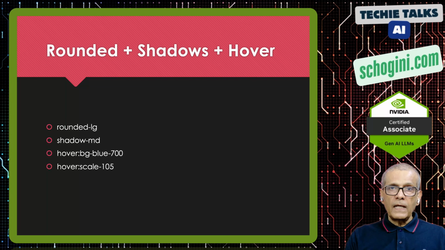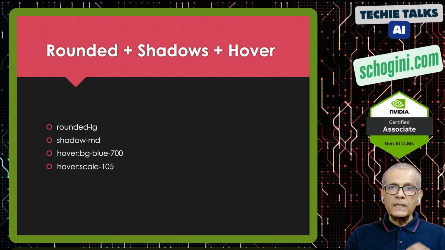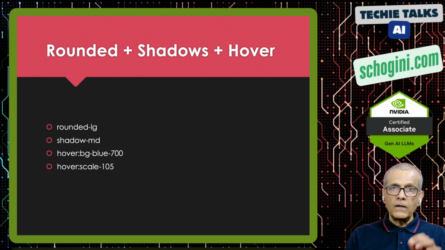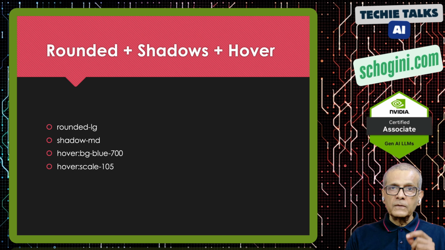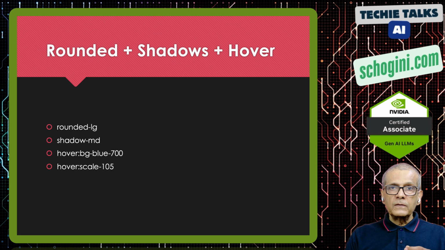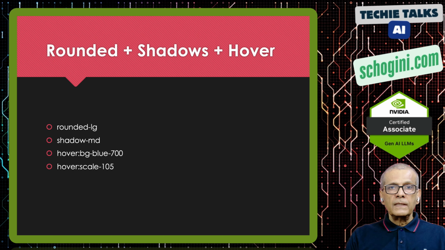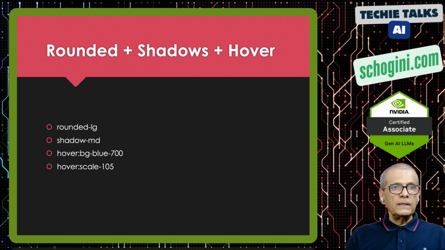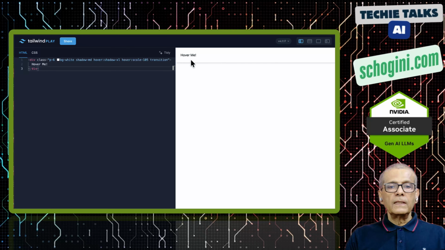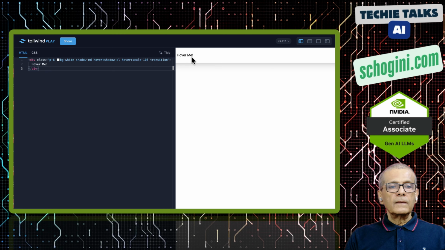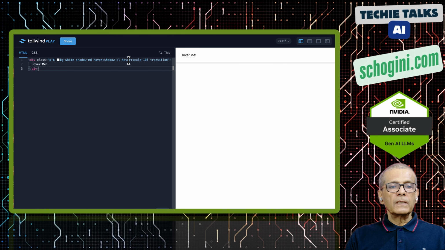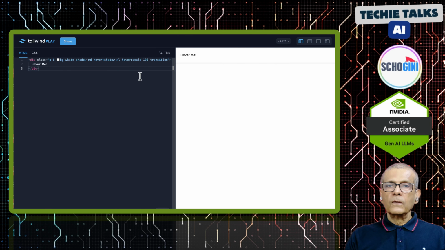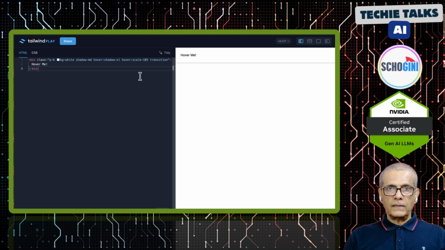Next is rounded, shadow, hover. This is where UI starts feeling modern. Rounded corners soften the UI. Shadows create depth. Hover effects make things feel alive. These three together give a polished, professional look. Let's see a demo. Okay, see here. We can specify hover scale transition. Know that there is a class to handle this.